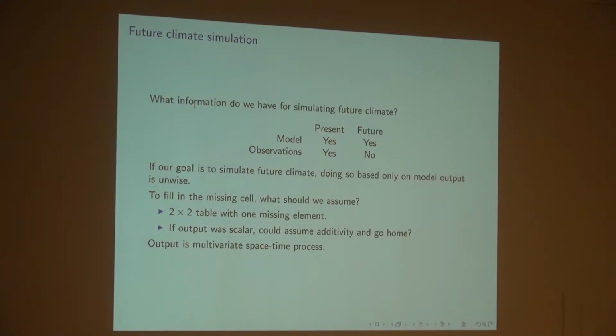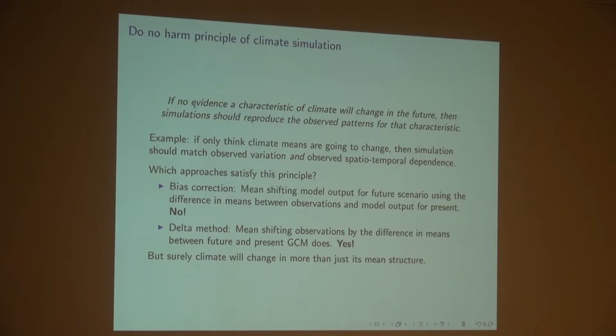If you have a two-way table where one of the cells is completely missing, you have no direct observations on the interactions. So the simplest thing to do is to say, well, there won't be any interactions and just assume some kind of additivity. So if all you were trying to predict was a single number, then you could just do the arithmetic and say, if this table were exactly additive, what should I put in there? And then you could be done. But of course, climate's not a single number. Climate is this very complex and rich multivariate space-time process. And we should hope that our future simulations should capture those dependencies in some kind of fairly realistic way.